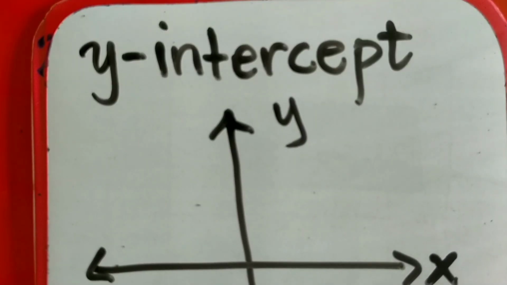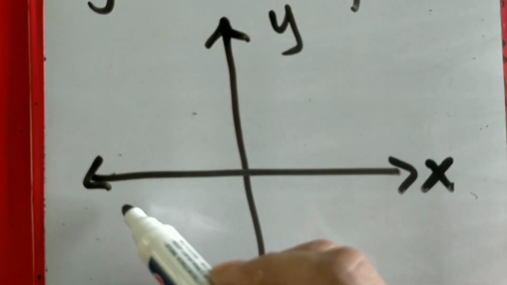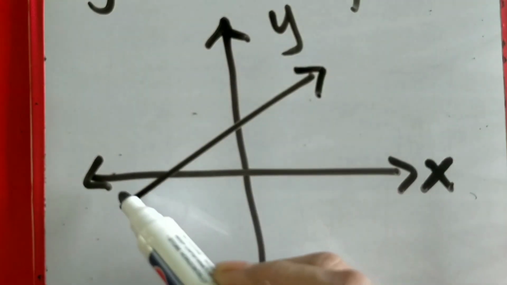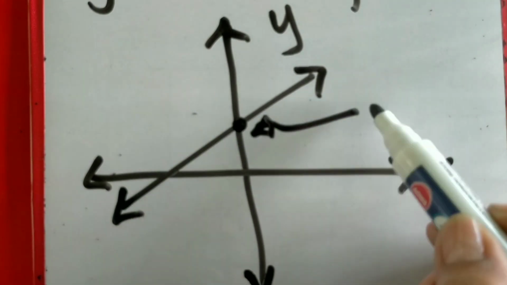What about a y-intercept? A y-intercept is the point of intersection between your line and your y-axis. If this is your y-axis in your Cartesian plane, and this is your line, this is your y-intercept.